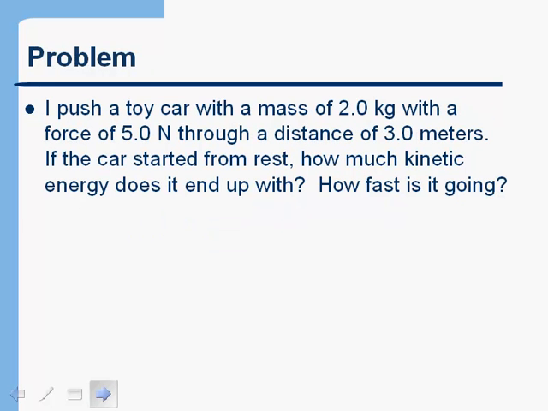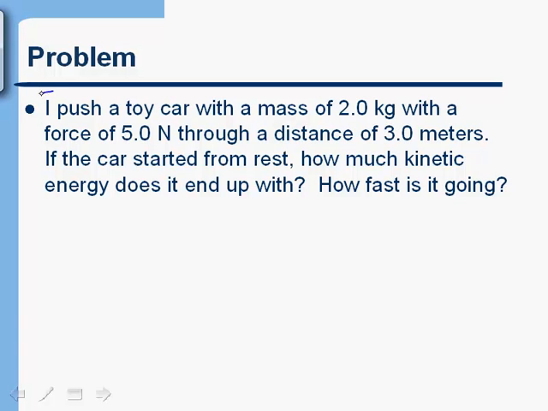All right, let's combine a couple of the things that we've talked about now. We've talked about work, we've talked about conservation of energy, and we've talked about kinetic energy. So this problem says I push a toy car with a mass of 2 kilograms with a force of 5 newtons through a distance of 3 meters. If the car started from rest, how much kinetic energy does it end up with, and how fast is it going? So the first thing we have to do is figure out how much energy we gave to the car.